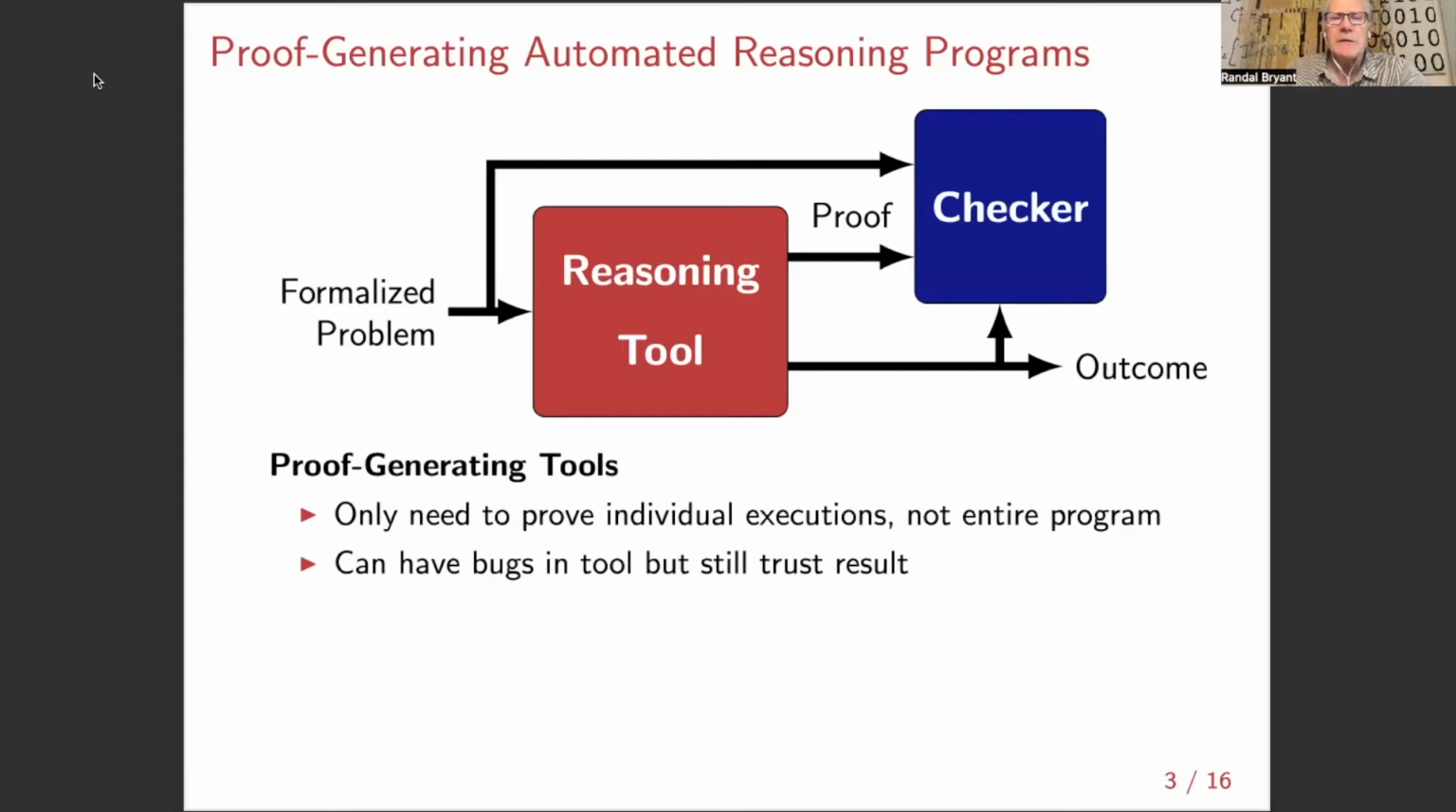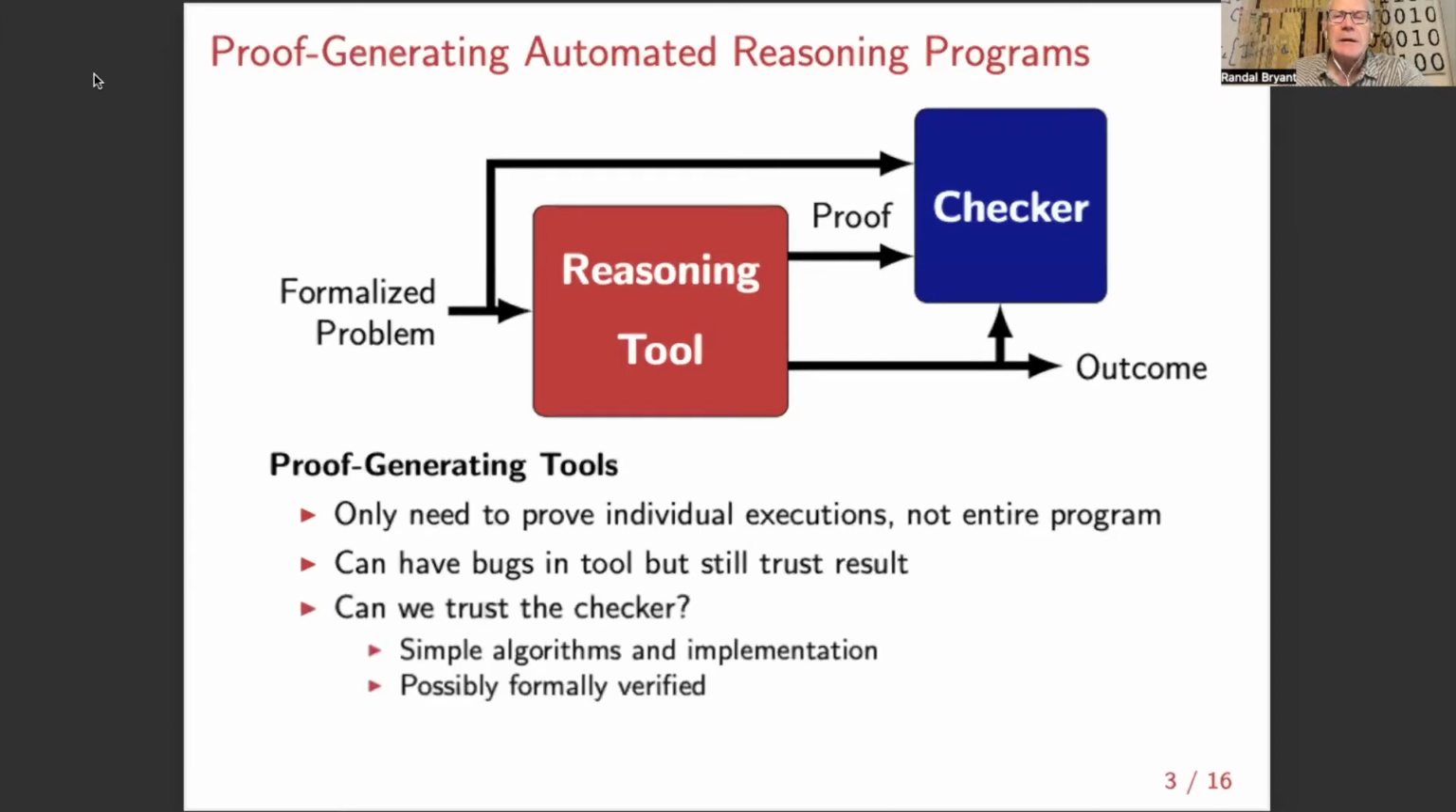Well, not quite. First of all, think of the reasoning tool as orders of magnitude more complex than the checker. And in fact, it may be possible to produce a formally verified checker. And so now we can be sure that if our tool produces some result and we've generated a proof and that proof is checked, then we've in effect formally verified the outcome. And that's a very powerful result.